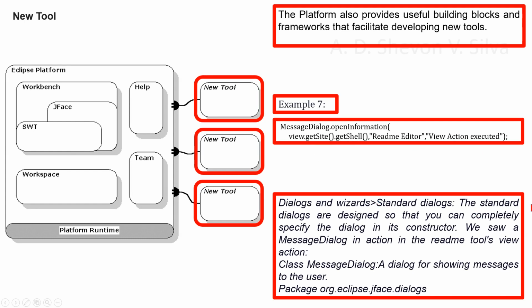Error dialog displays the information about an error. You can set the dialog title and the message for the dialog. You can also supply an IStatus object which the dialog will use to obtain an error message.